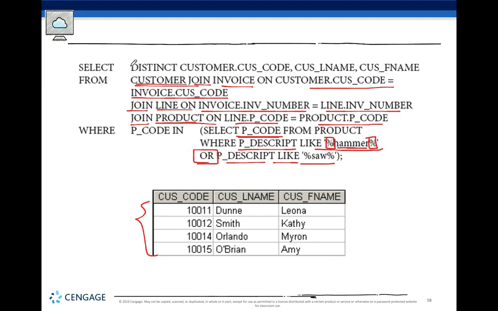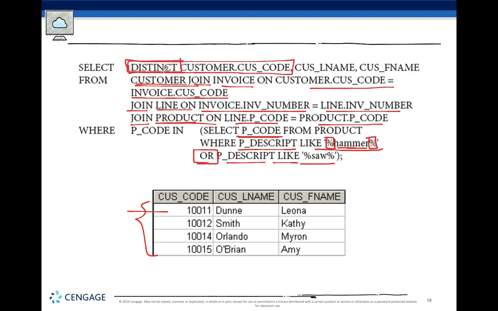One last thing to note about this query is that we are selecting distinct customer codes. In other words, it could be that this particular customer has bought such products multiple times, so they do appear multiple times. They have multiple lines with this product description. We only want to select them once. Hence, we use the keyword distinct here.